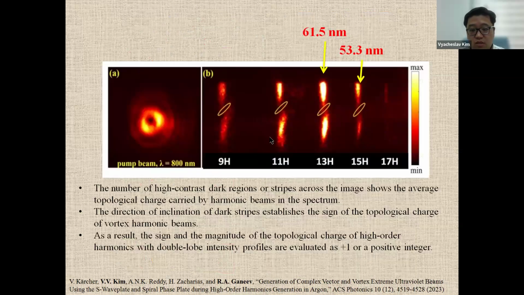So this is an explanation and proof that it is really a vortex beam. The number of high contrast dark regions of stripe after the image shows the average topological charge. In this case, we had one high contrast dark region in the center of the harmonic, so it corresponds to a topological charge equal to ±1. And the direction of inclination of the dark stripe establishes the sign of the topological charge. So in this case, we generated +1 vortex harmonics using this simple method.